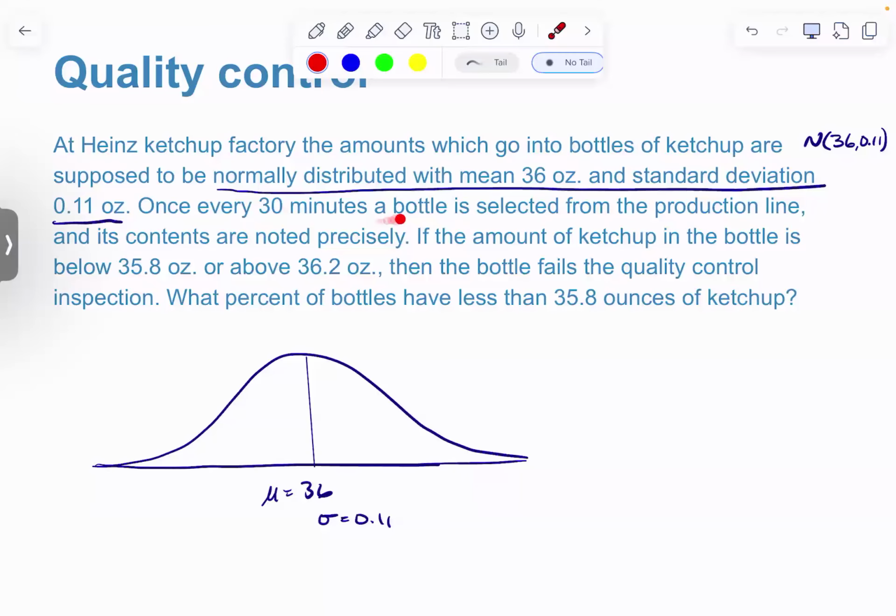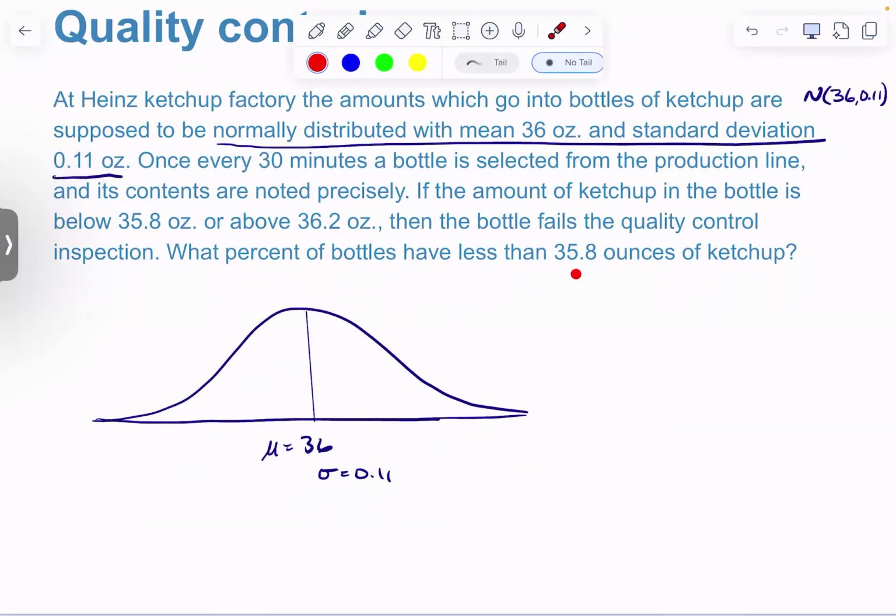Once every 30 minutes, a bottle is selected from the production line and its contents are noted precisely. If the amount in the ketchup bottle is below 35.8 or above 36.2, then the bottle fails the quality control inspection. Now here, what percent of bottles have less than 35.8 ounces of ketchup? So we're really only concerned with one of these extremes, but we can jot them both down, right?